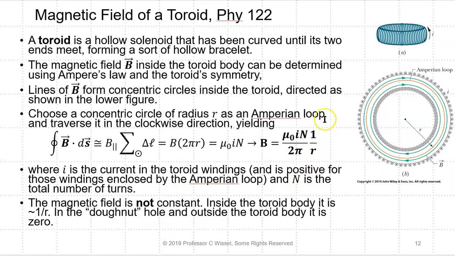Now the magnetic field, notice the 1 over r. The magnetic field is not constant. Inside the toroid body it is proportional to 1 over r. So it depends on where you are inside the toroid. The magnetic field in the donut hole is 0 for an ideal toroid, and it's 0 also outside for an ideal toroid.